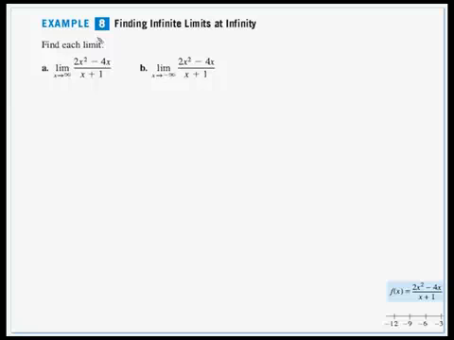When we look here in example 8, we see in part A, find the limit as x is approaching infinity of 2x squared minus 4x over x plus 1. If we just concentrate on the greatest powers of x here, we have an x squared in the numerator. We have an x in the denominator, so our numerator is going to overpower that denominator. And I can tell you right off the bat that this limit is going to be toward infinity.